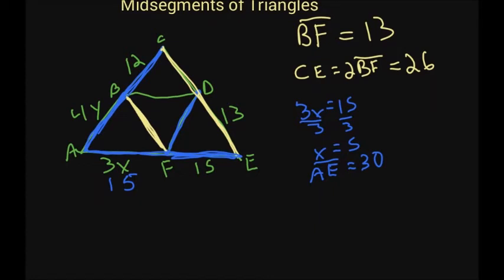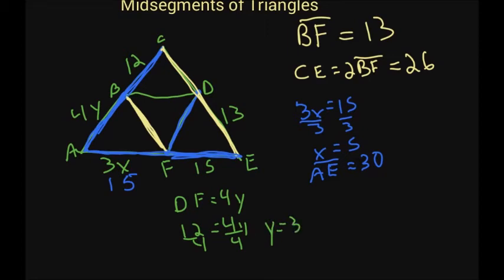Alright, so let's work on that y one. DF equals 4y, because DF is the same length as AB. We know BC equals 12, so we can substitute in the 12 for the DF. Divide by 4, and we get y equals 3. So we solved for both our variables.